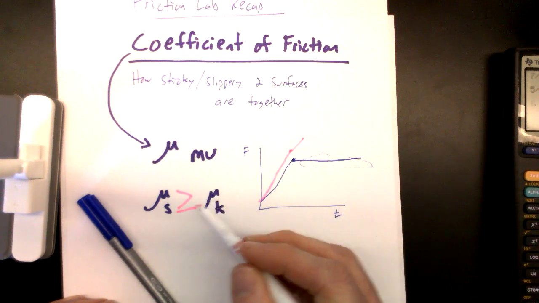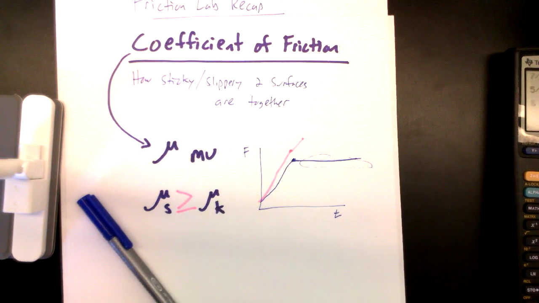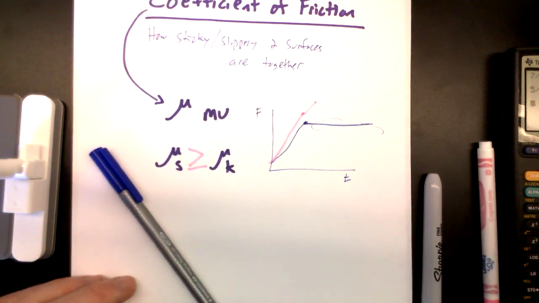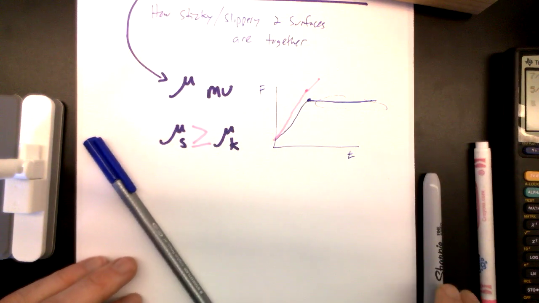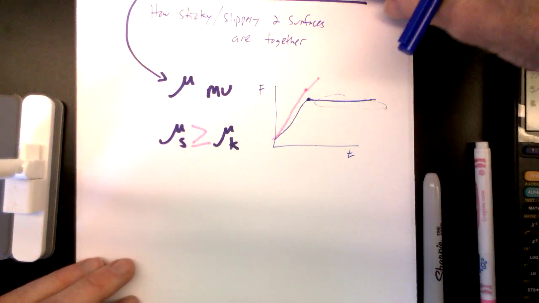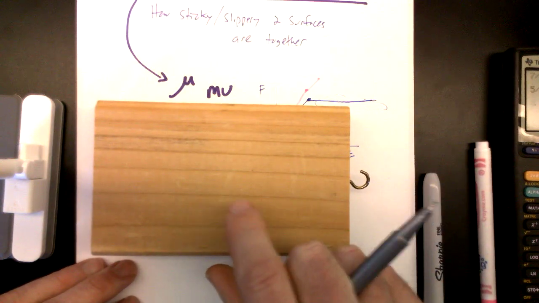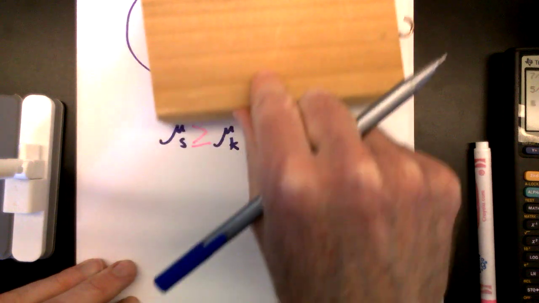So that's why this one is almost never bigger than this one. Okay, so how do we use this in an equation or to do some physics problems? Well, let's draw this scenario here of the wood block, and let's just draw a quick diagram of it, and then we'll draw a free body diagram.